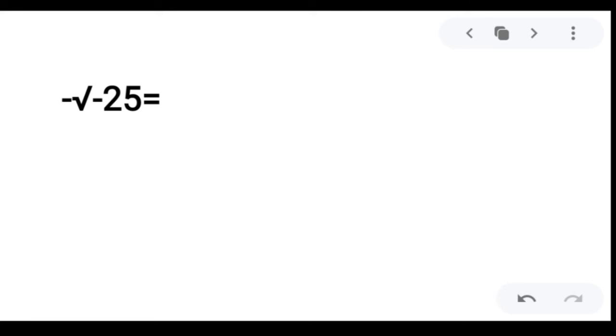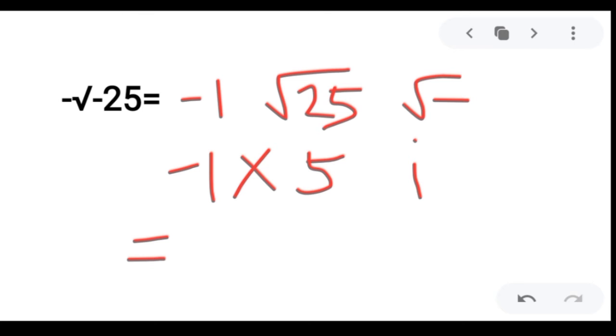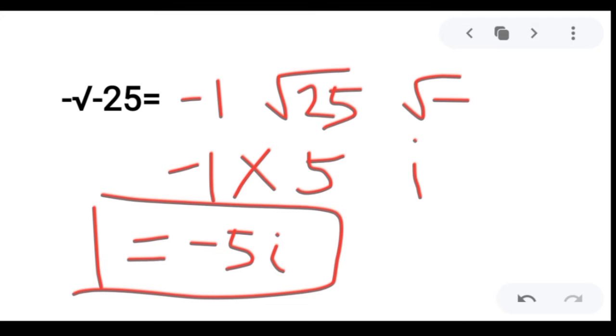The other given naman guys is square root. Negative pa rin ang sa labas at sa loob. So negative 1. Square root of 25. Square root of negative. Tandaan natin ang square root of negative 1 is i. So negative 1. Multiply natin sa simplify ng square root of 25 is 5. 5 times 5 is 25. So ito i. So negative 1 times 5 is negative 5i. The answer is negative 5i.